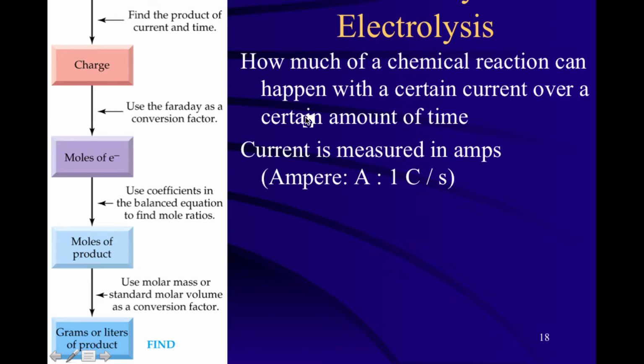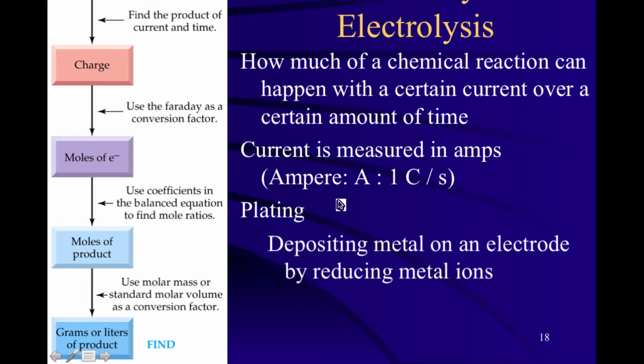There's usually 2 problems on the whole AP exam. Just remember that current is the same thing as amps, and an amp is a coulomb per second. Remember the second part, that's very important. Plating is, oftentimes they'll say, how much time has to occur at this voltage and this many amps to deposit or to plate out 7 grams of silver?